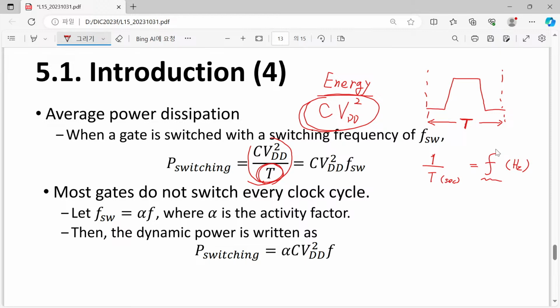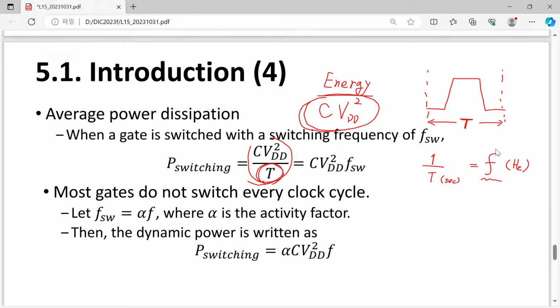With this frequency, the transistor or our system is turned on and turned off, turned on and turned off. So this is called switching frequency. Now you can see this important relation. This relation is quite easy. However, it is so important. So now let's think about this one.